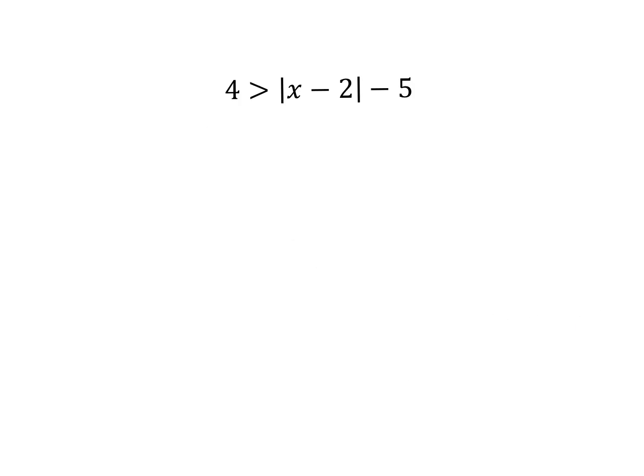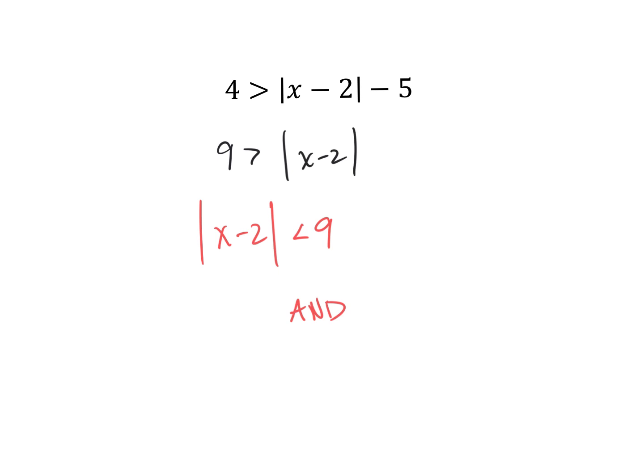What are we going to do first on this one, you guys? Add 5. So we'd get a 9 over here. Then, in order to use my shortcut, we got to put that absolute value first. So I'm going to say absolute value of x minus 2 is less than 9. Can I do this correctly this time? Less than. And or. Yeah, less than. So this is going to be an and. Did I really do that right this time?